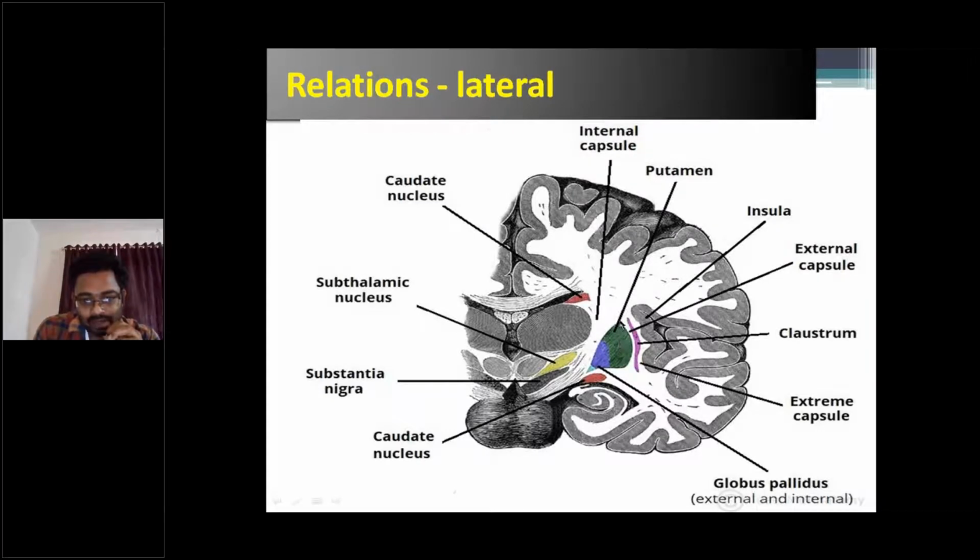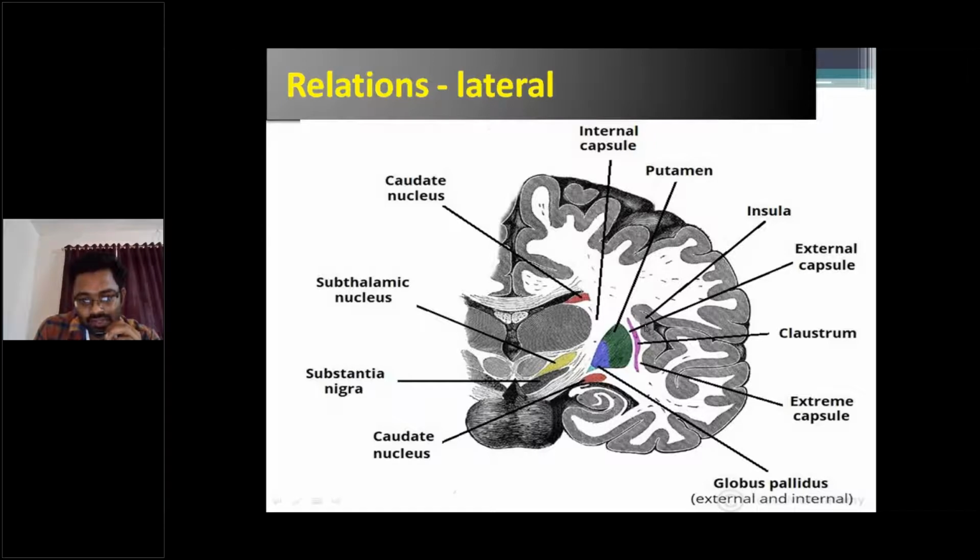This is the putamen. Identify this as the lateral surface of the lentiform nucleus. The lateral surface of the lentiform nucleus is related to the external capsule and claustrum. Lateral to the claustrum, this is the extreme capsule. So the claustrum is inside, the external capsule; the claustrum outside, the extreme capsule. Further laterally, this is the insula.